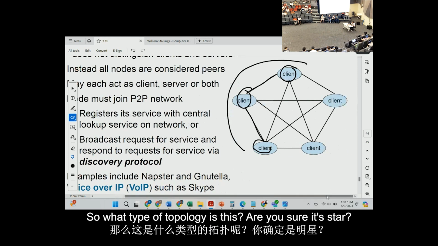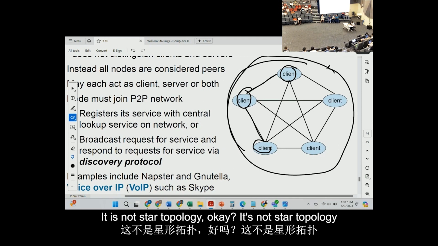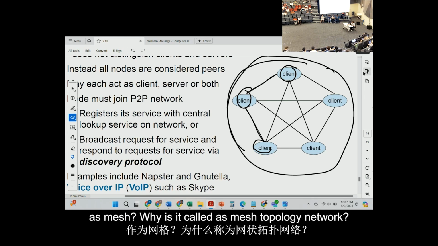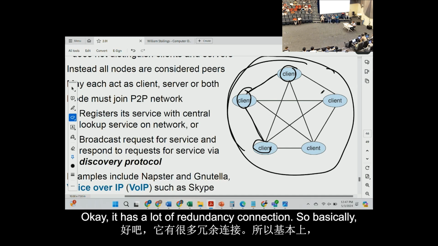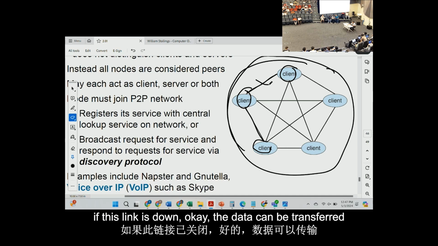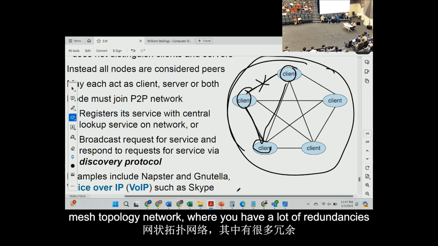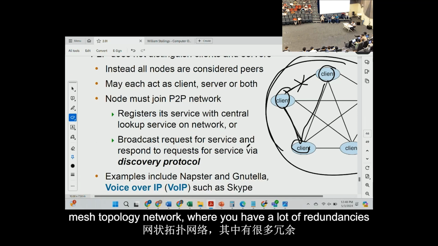So what type of topology is this? Are you sure it's star? It is not a star topology. Okay, it is a mesh topology network. Why is it called mesh? Okay, it has a lot of redundant connections. So basically, if this link is down, the data can be transferred through the other link. That is why it is called a mesh topology network, where we have a lot of redundant connections.